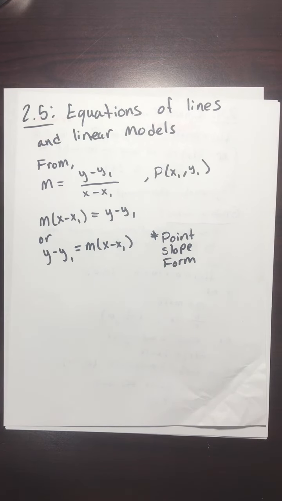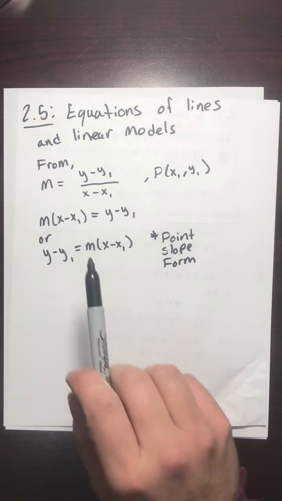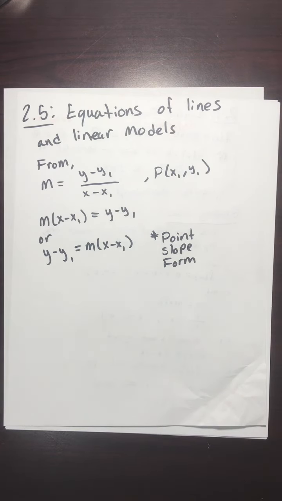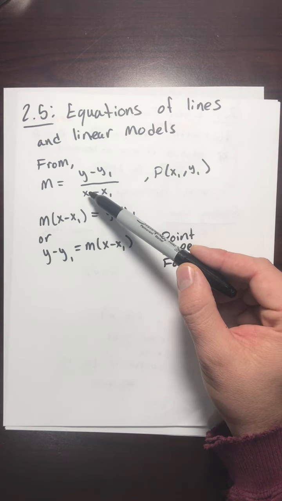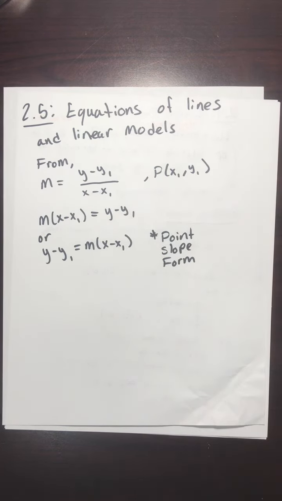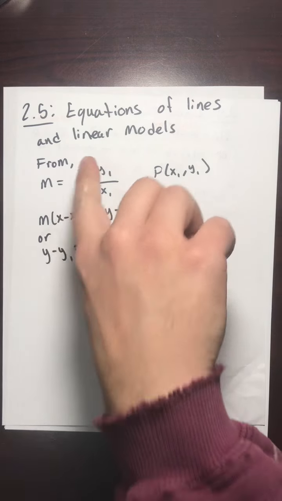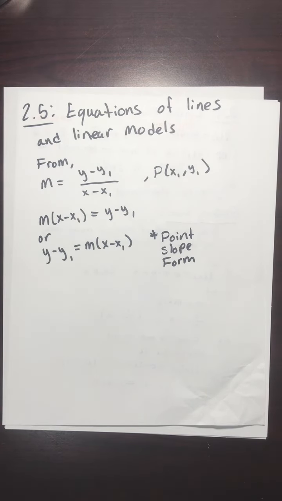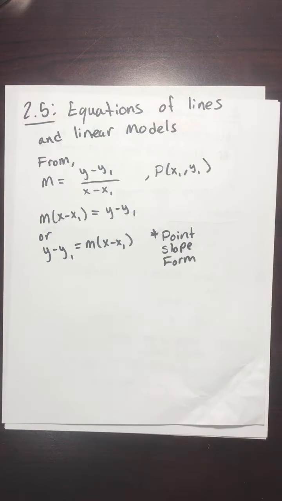2.5 Equations of Lines and Linear Models. In the last section we talked about the slope formula, and if we have the independent variable x, the dependent variable y, and then for point x1, y1, the slope looks like this for this defined ordered pair, and then we have, for any value the independent, and then of course y depends on x.